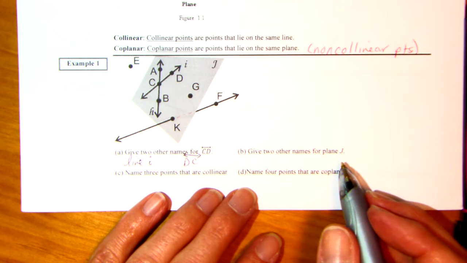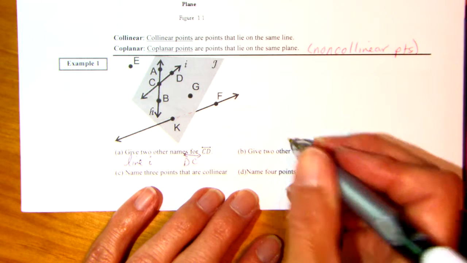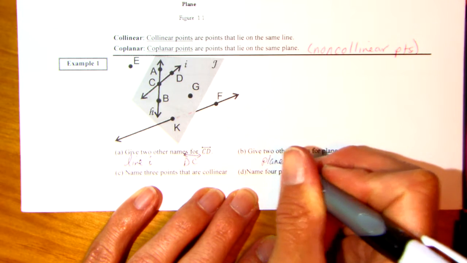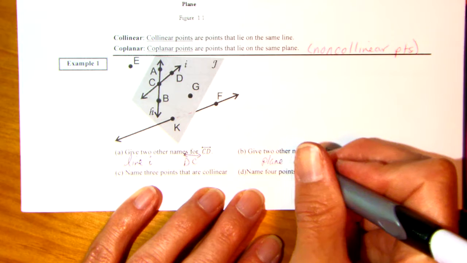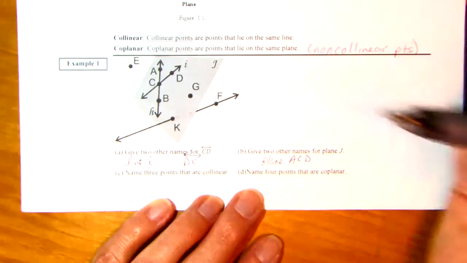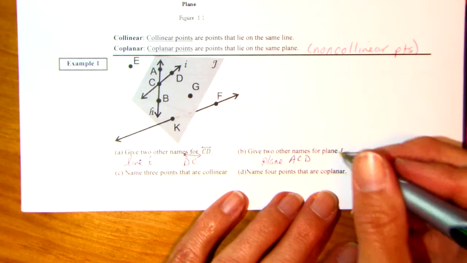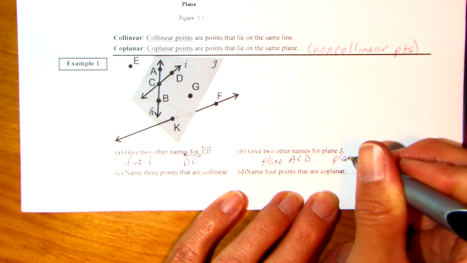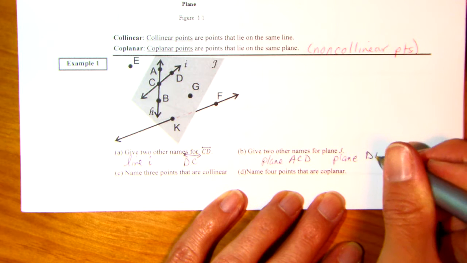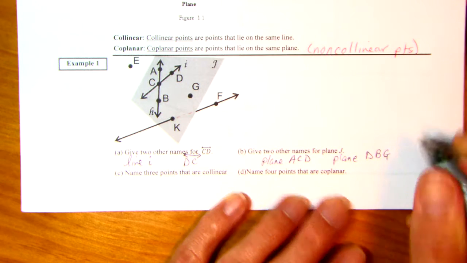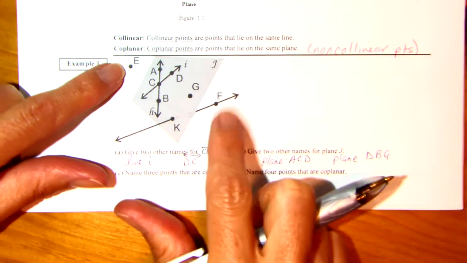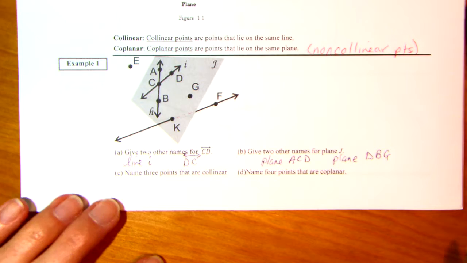All right, so plane J could be, using points, we'll call it plane ACD. Notice I'm not going to pick ACB because that would be in a straight line. Or you can say plane DBG. Okay, so there's a whole variety of things you can use. Don't use E or F because they're not on plane J.